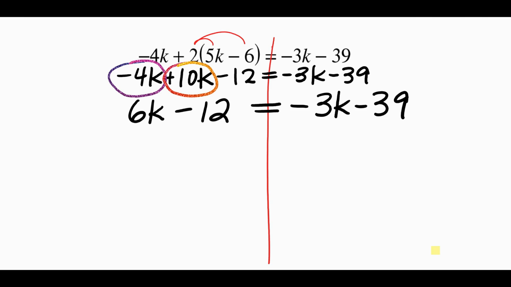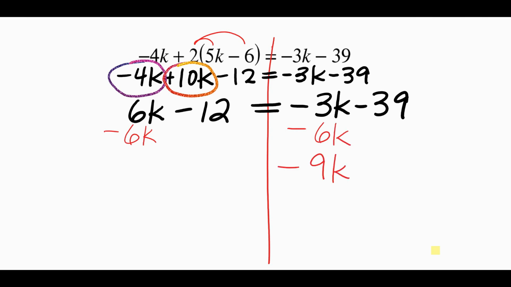Now I have the choice. Do I want to bring my k's to the right side or the left side? If I bring them all to the right side, that would mean I would have to subtract 6k. And if I did that, it's going to give me a negative 9k over here.